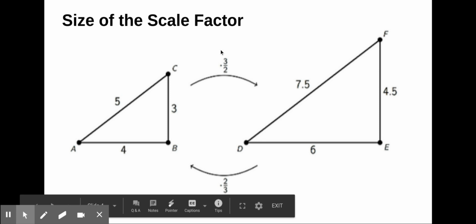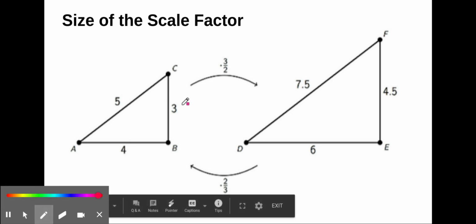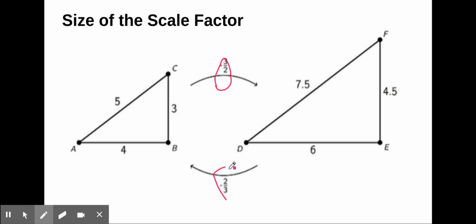And so you see this reciprocal relationship. 3 halves, let me highlight it again, 3 halves and 2/3. And notice the way the arrows are flowing, depending on who is the original figure and who is the scale copy. If you multiply these numbers times this, you get these numbers. If you multiply these numbers times this, you get these numbers on the corresponding sides. All right, I hope that helps, and I hope you have no trouble with today's activity.